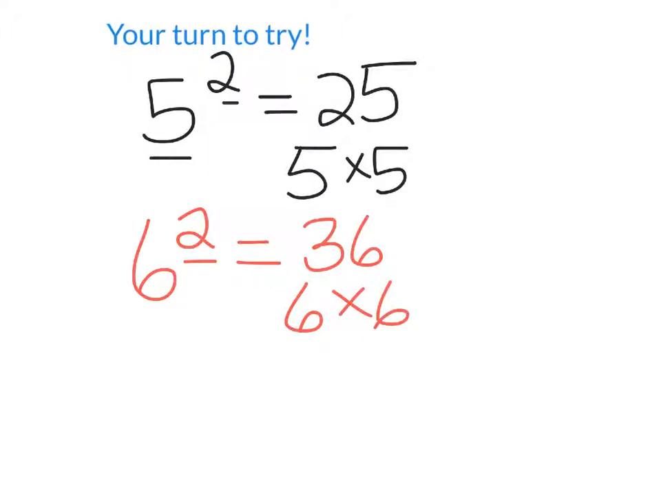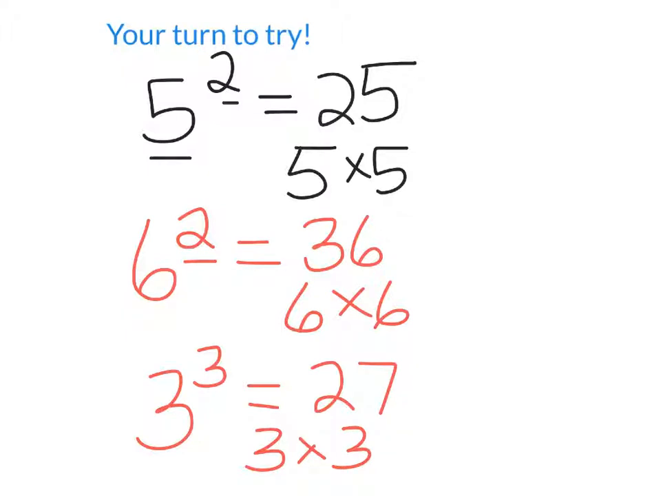Now try this one. Try 3 cubed, or 3 to the power of 3. You should have gotten the answer of 27 because 3 times 3 is 9, and when you multiply that times 3 more, you would get 27. I hope you feel more comfortable now using exponents.